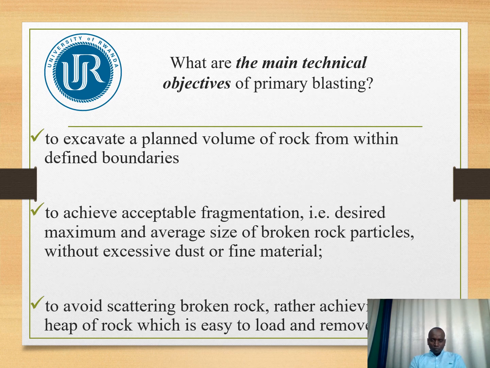So what are the main techniques or objectives of primary blasting? The primary blasting is there to excavate the planned volume of rock from within the defined boundary, and to achieve acceptable fragmentation, meaning the desired maximum or average size of broken rock particles without excessive dust or fine materials. Also to avoid scattering of broken blocks, achieving the desired heap of rock, which is easy to load or remove from within the blasting area.